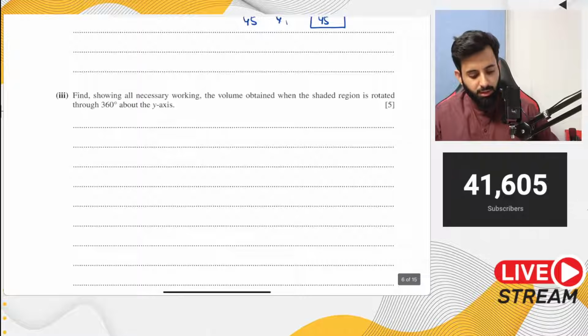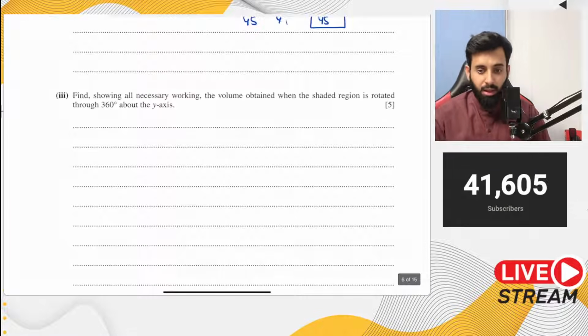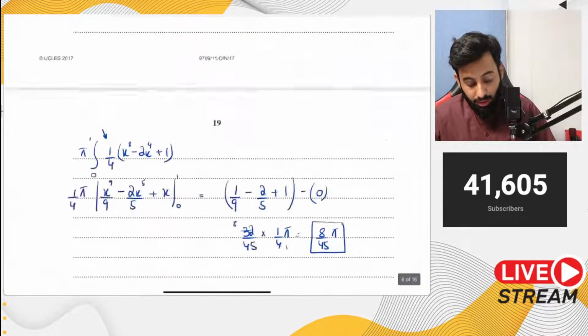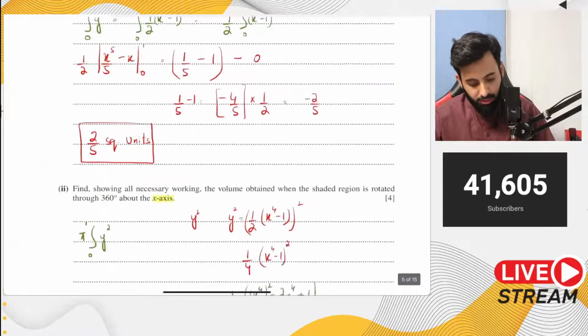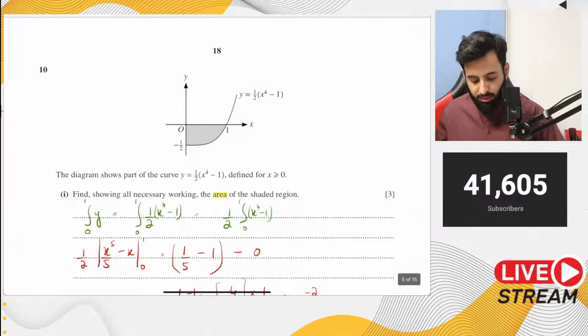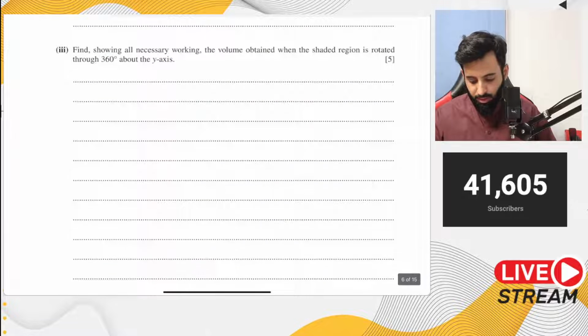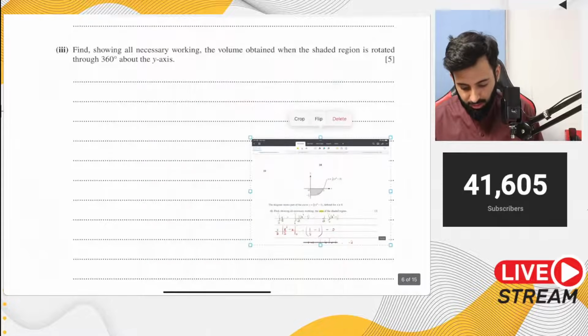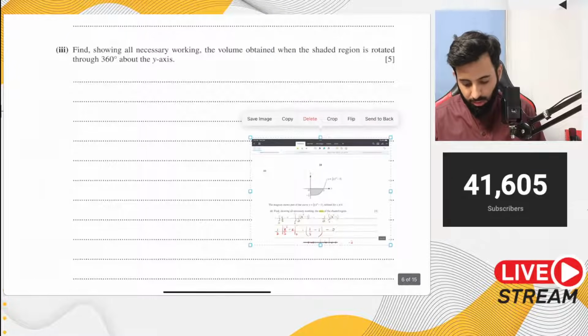So part 3 is the same question, except now you have to rotate it about the y-axis. Okay, so first thing that I'm going to do is clear this up, take a screenshot of it, and paste it over here. This is a 5-mark question. So what does that mean? That means there will be more working.